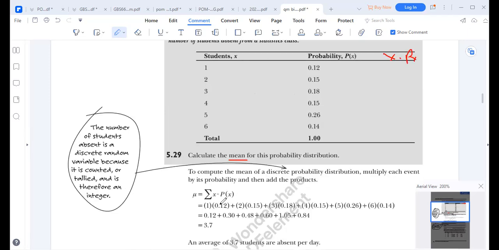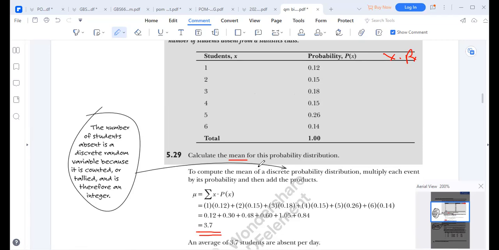So 1 times 0.12, 2 times 0.15, 3 times 0.18, 4 times 0.15, 5 times 0.26, and 6 times 0.14. So when you compute that, you get 3.7. This is what we call the average. Is that clear? Yes.